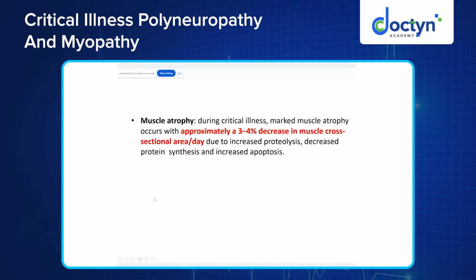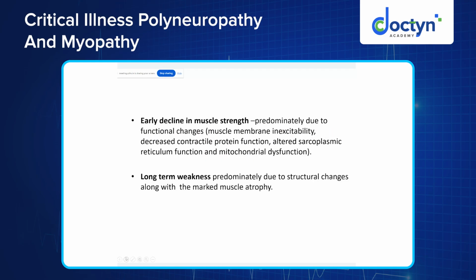So during critical illness, there is marked atrophy, about a 3 to 4% decrease in muscle cross-sectional area per day, which is a big change. Per day. Why? There is protein catabolism, proteolysis, muscle breakdown, and decreased protein synthesis. There is no buildup of protein and no buildup of new muscle, and because of the scavenging effect there is increased apoptosis. So because of the muscle atrophy, there is a lot of breakdown.